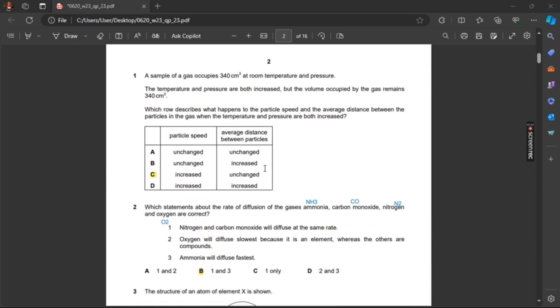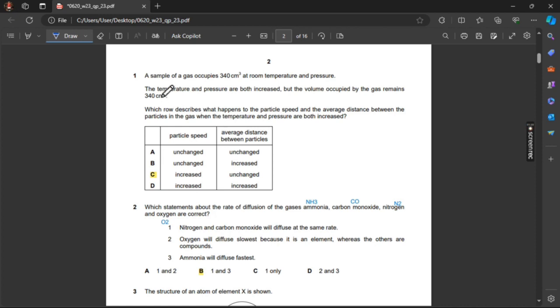Okay, let's start. A sample of a gas occupies 340 cm³ at room temperature and pressure. The temperature and pressure are both increased, but the volume occupied by the gas remains 340 cm³. Which row describes what happens to the particle speed and the average distance between the particles in the gas when the temperature and pressure are both increased?